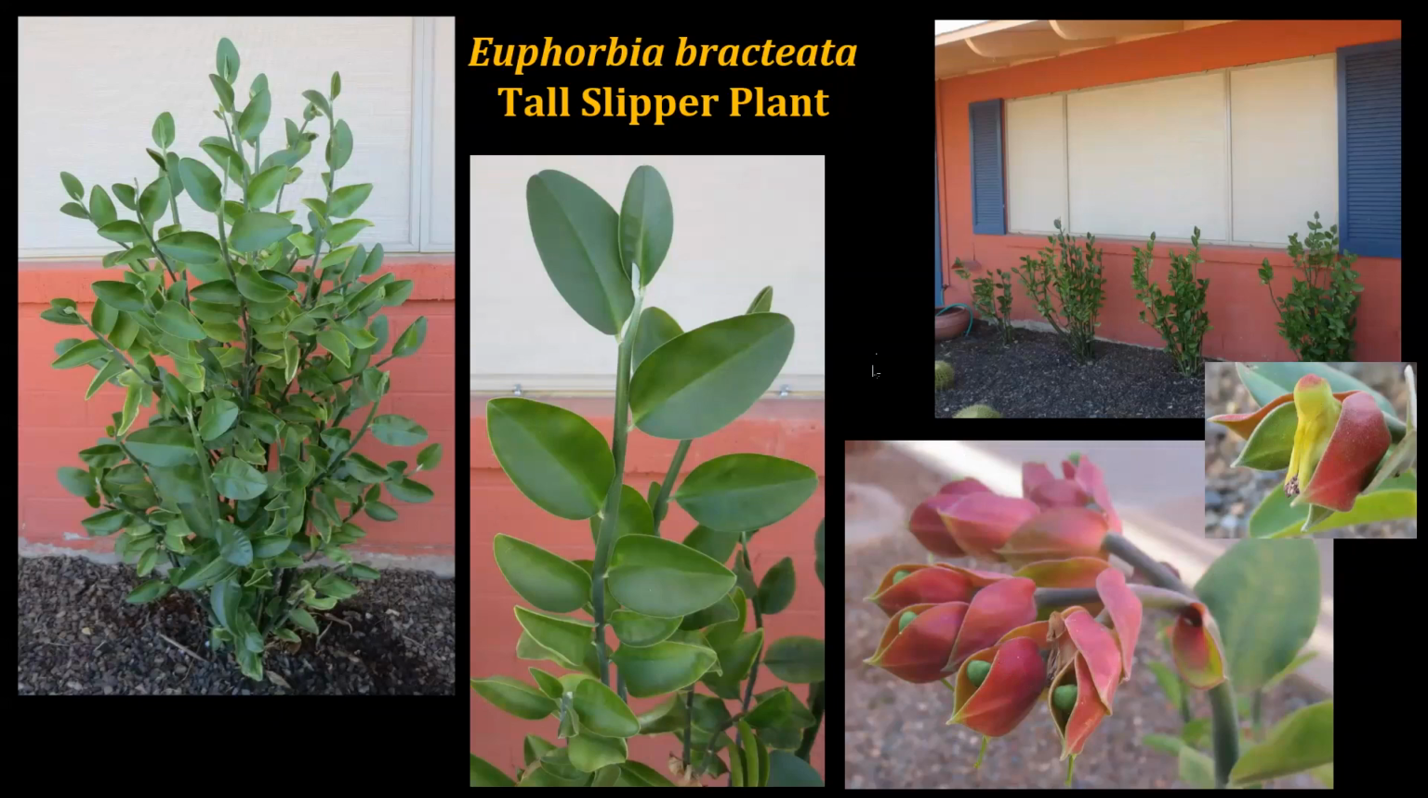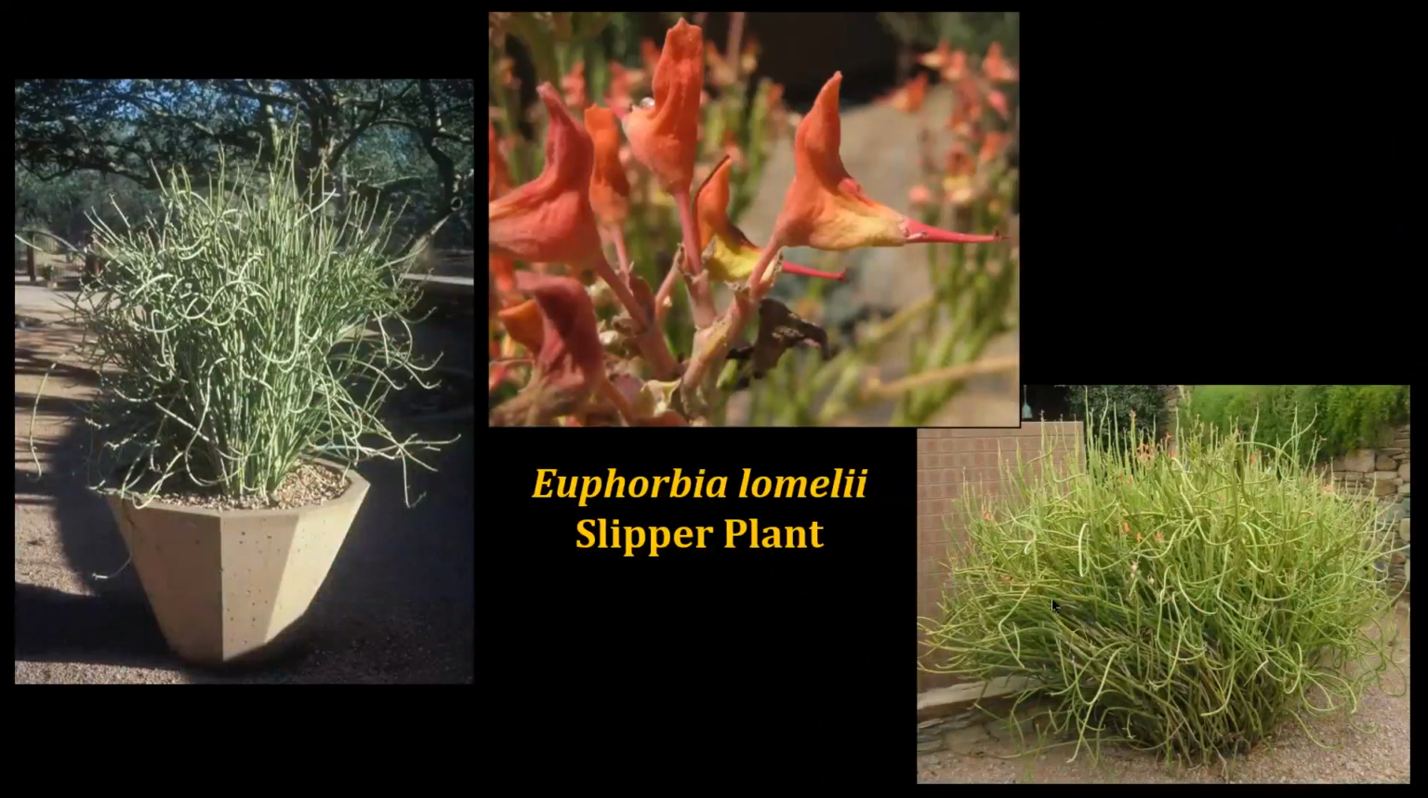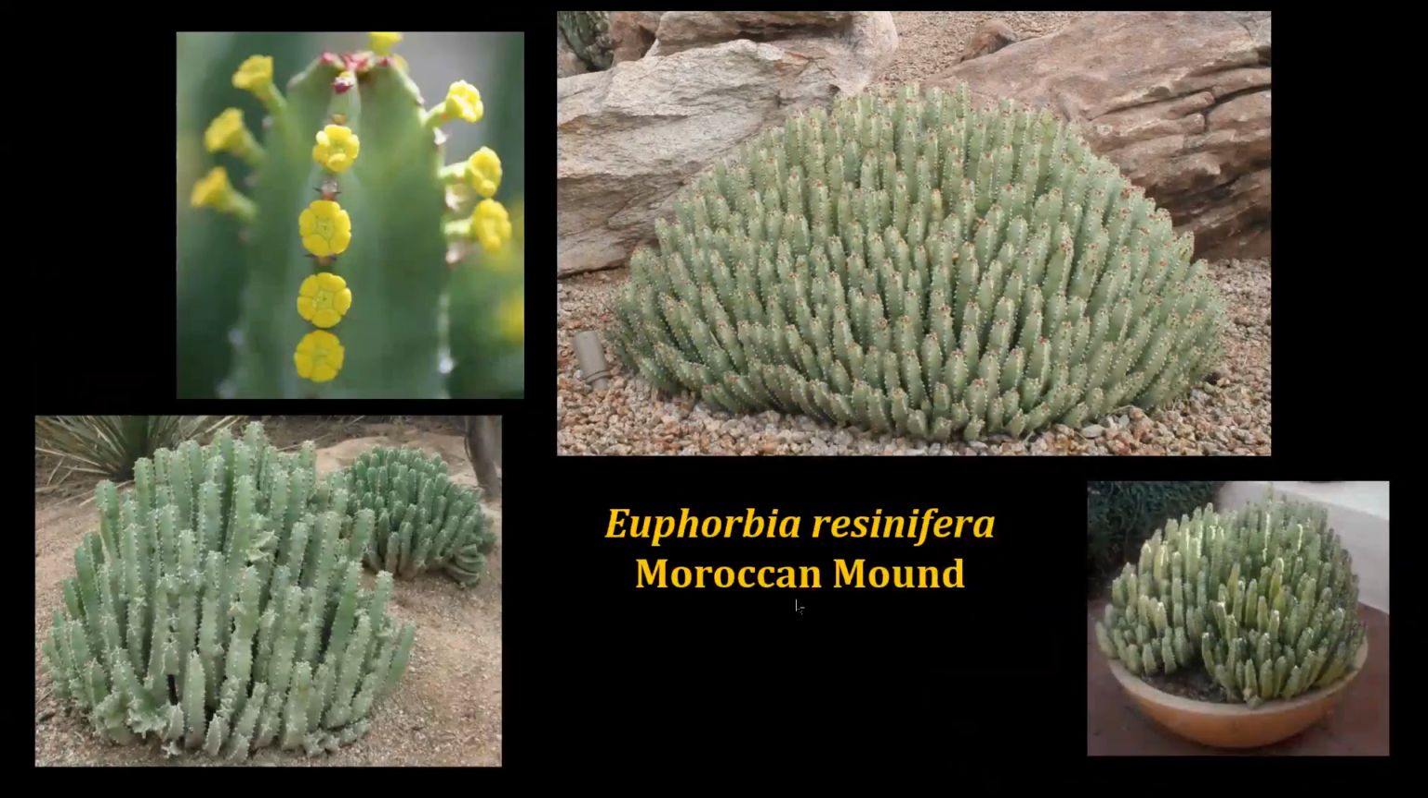You've probably seen here or there around the valley its relative, the slipper plant, which has a cool funky flower that the hummingbirds visit. But these are great. They can grow in full sun or light or even moderate shade. With moderate shade, you probably have a reduction in bloom.